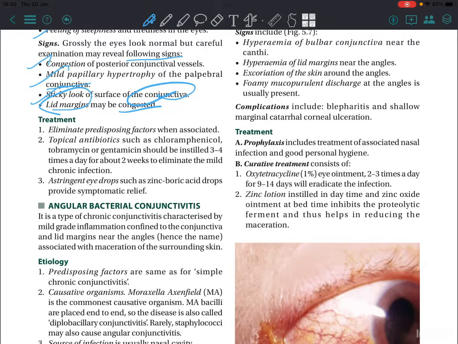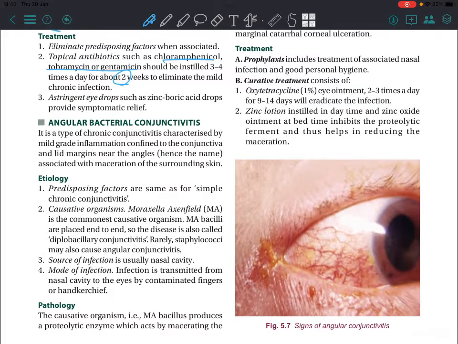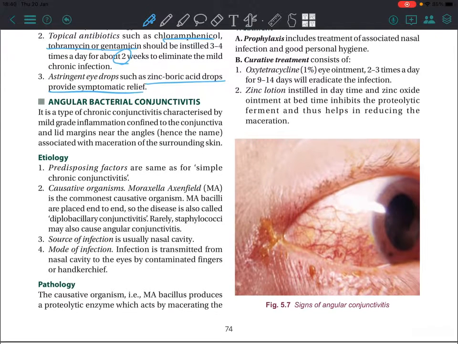Treatment: eliminate predisposing factors when associated. Topical antibiotics such as chloramphenicol, tobramycin, gentamicin should be used 3 to 4 times a day for about 2 weeks to eliminate the mild chronic infection. Astringent eye drops such as zinc boric acid drops provide symptomatic relief.